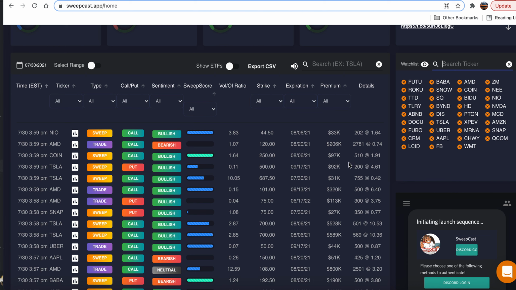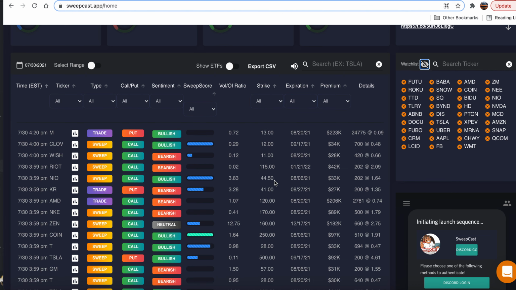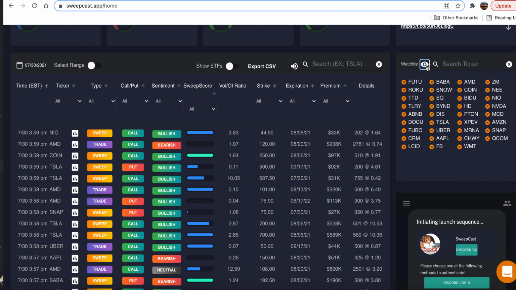And basically you turn on the flow for just these tickers. You just want to go right here and set it as your watch list. If you click it again, it's going to turn it off and show everything else. If you click it again, that's going to turn it on.